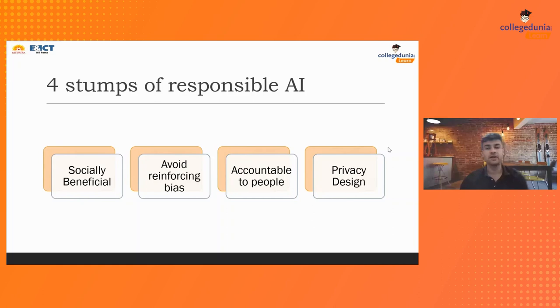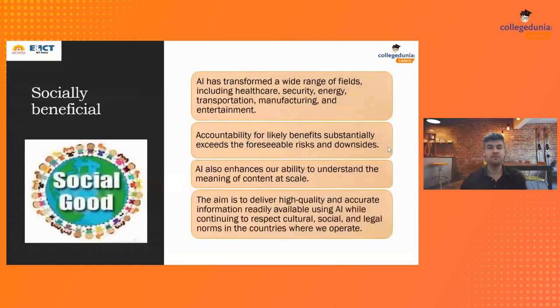There are four steps to it. I'll be talking in brief detail about them. First one is socially beneficial. The aim of developing an AI model is to have an inclusive society. We don't want a particular model to understand, let's say, white people more, or we don't want a particular model to understand just how a normal life of a Chinese person goes. We want it to respect all the social, cultural and legal norms of each particular area. When I say areas, it could be a state, a city, or a country as well. AI has to be designed in a way that it inculcates the values and laws of that particular area.